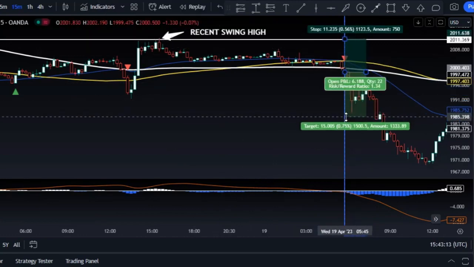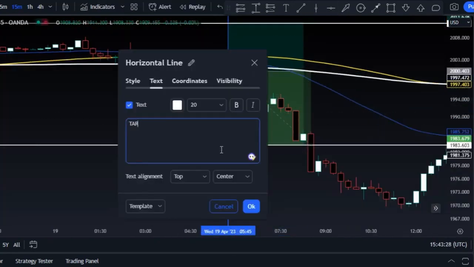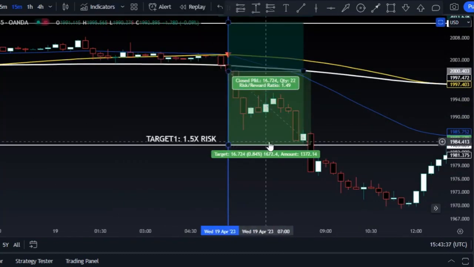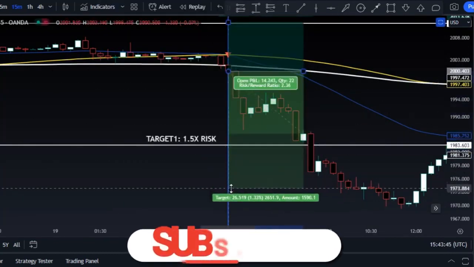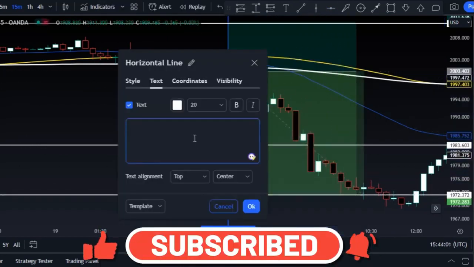For potential profit taking, we can initially exit some of the position at the risk-reward ratio of 1 to 1.5. The remainder of the position can then be closed at a risk-reward ratio of 1 to 2.5.